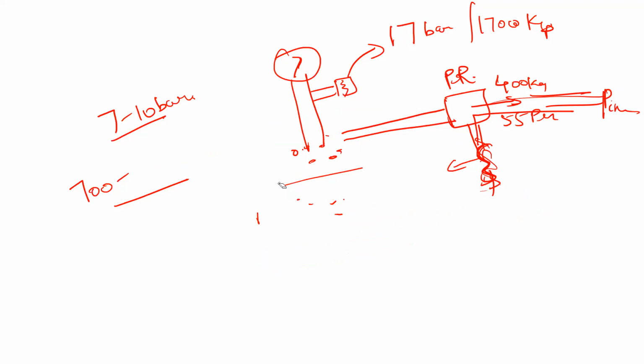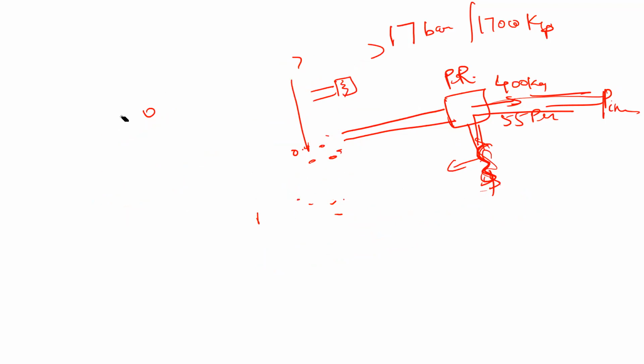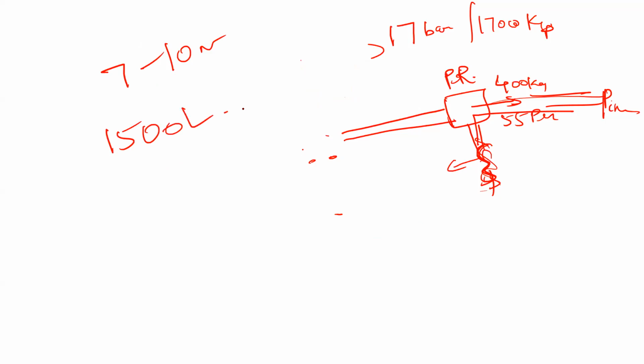So this is the working principle of the liquid oxygen tank. It can supply hospital oxygen for at least 7 to 10 days. 7 to 10 days of the hospital oxygen supply can be managed by the liquid oxygen tank. It has a normal capacity of 1500 liters.